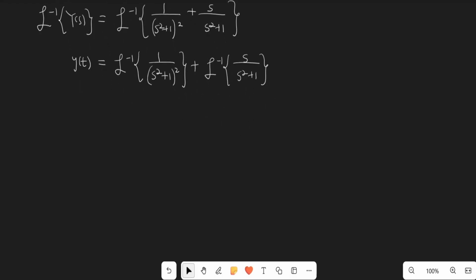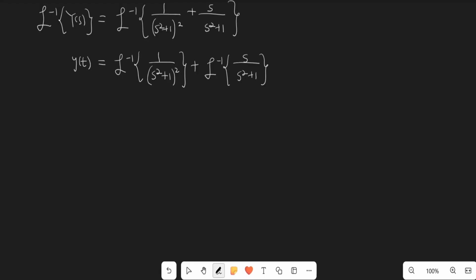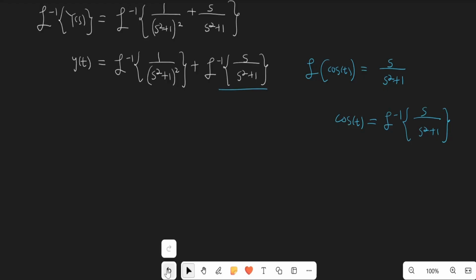Cool. So now we know the Laplace inverse of s over s squared plus 1. Let me do something here just to remind you. The Laplace transform of cosine of t is equal to s over s squared plus 1. So if we take the Laplace inverse of s over s squared plus 1, it returns our function in the t world, which is just cosine of t.